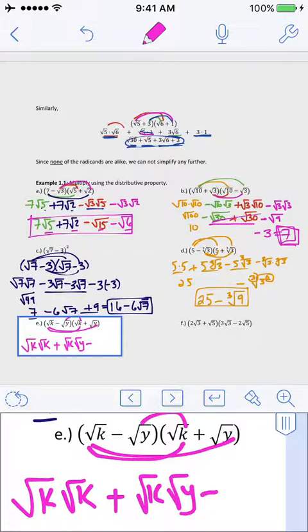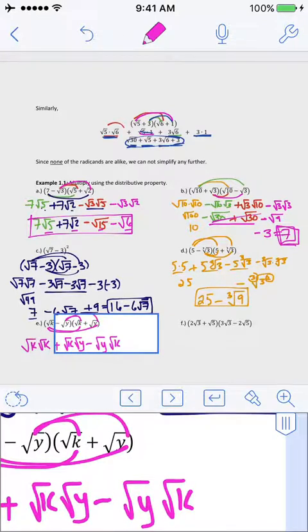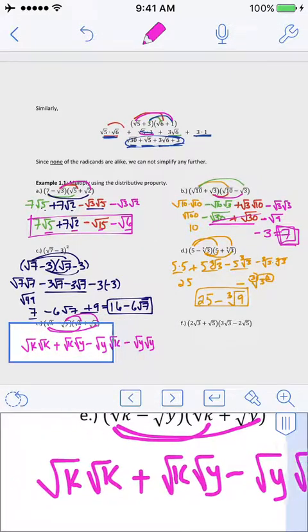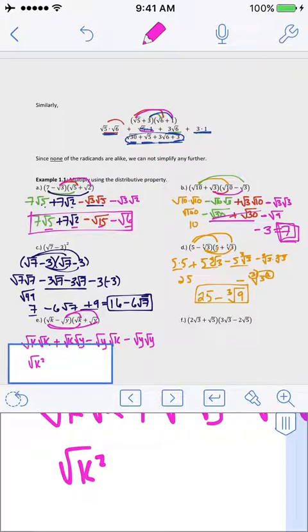Here we go. Negative square root of y, square root of k. And then the last one, negative square root of y, square root of y. Okay. Alright, here we get square root of k squared, otherwise known as k.